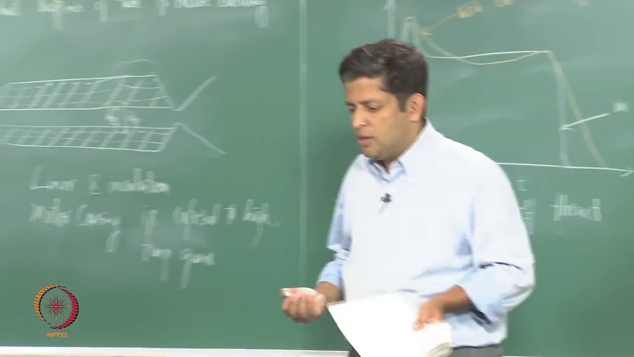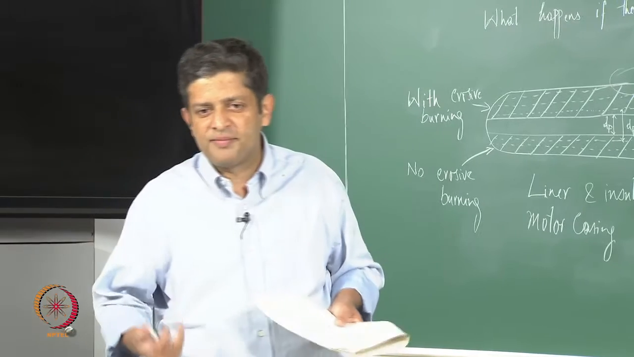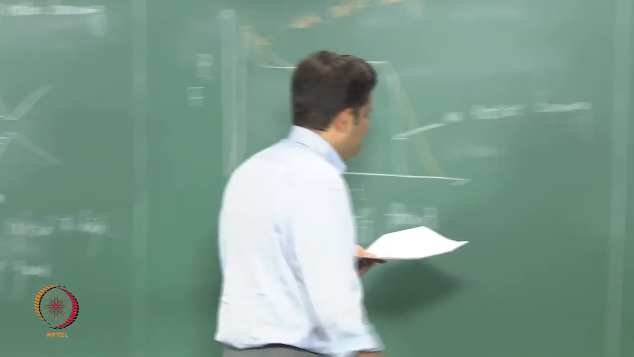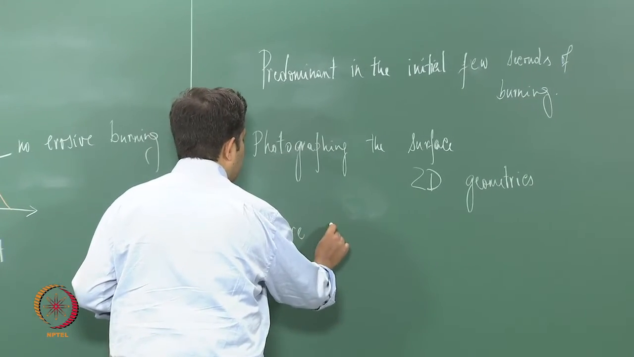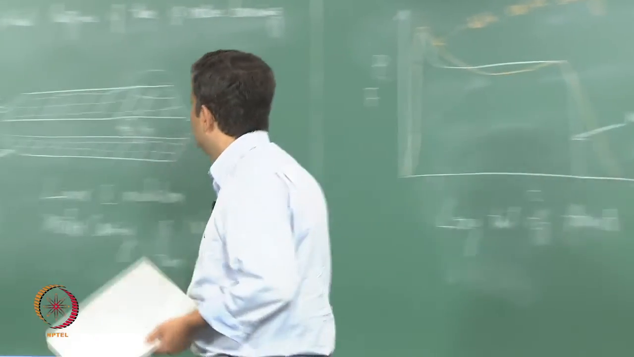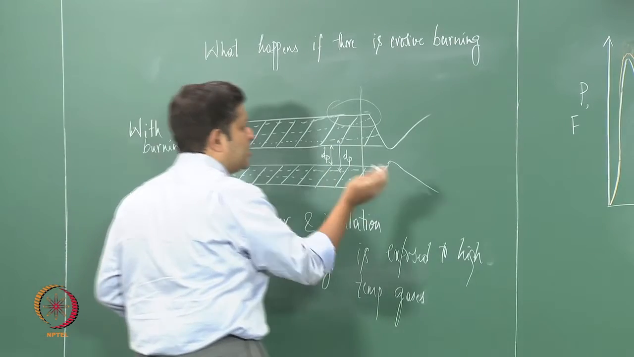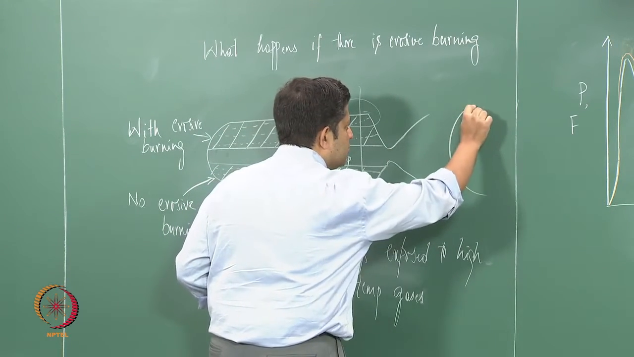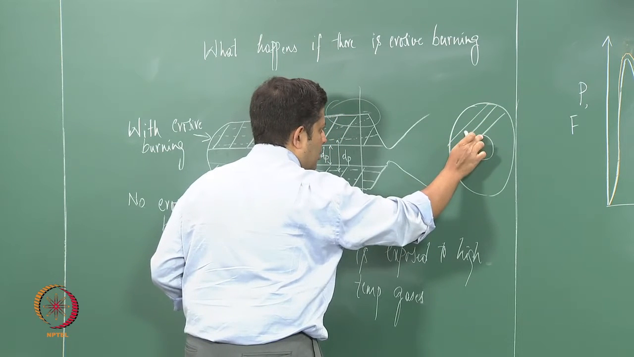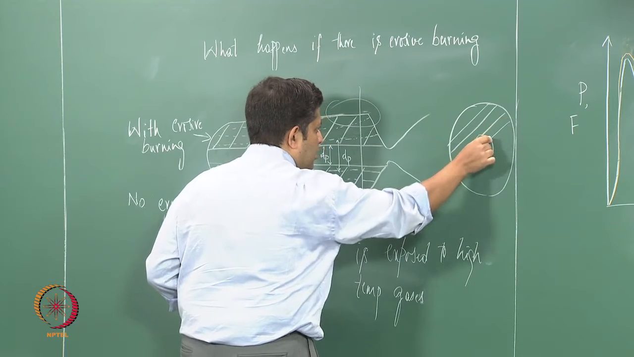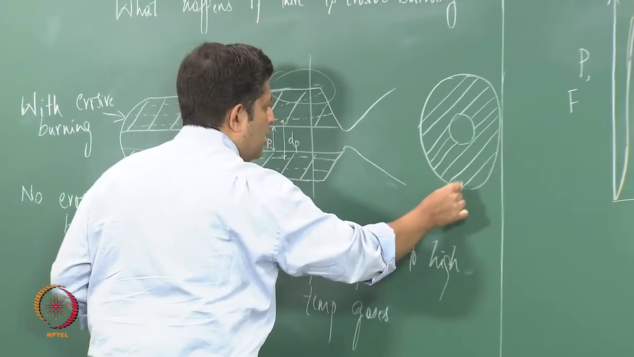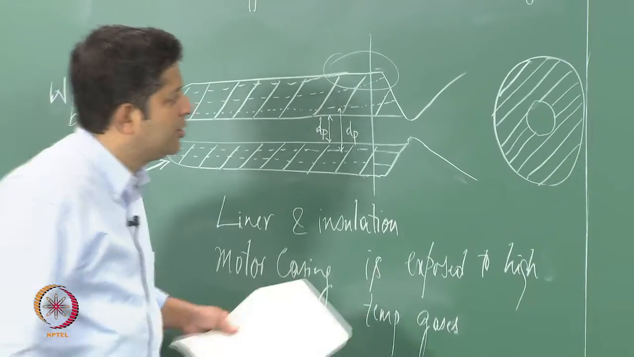And there are X-ray techniques which allow us to even look at three-dimensional geometries, right? That is also possible if you use X-ray photography. Now the other technique is the wire technique, that is, let us say we were looking at this cross section from this side. Now this is the port, right? This is the port DP.